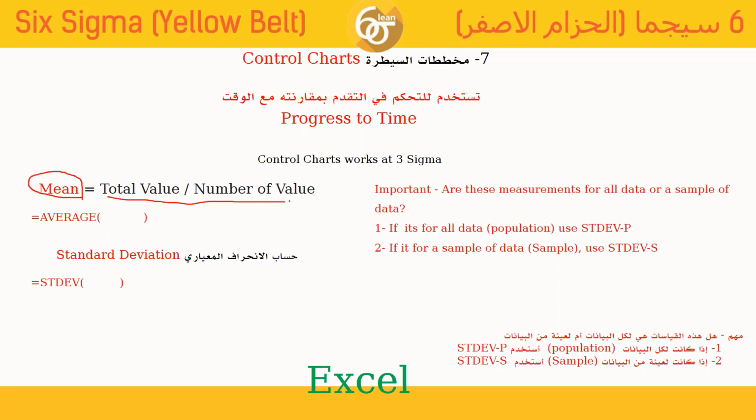We said the mean is the total value divided by the number of values, or the average. You can use the average function in Excel, and it will give you the mean. Also, we spoke about the standard deviation. If you are working on the total population of the data, you will use STDEV.P. If you are working on a sample, where you take sampling from the data, then you will use STDEV.S. So P for population, S for only sampling.